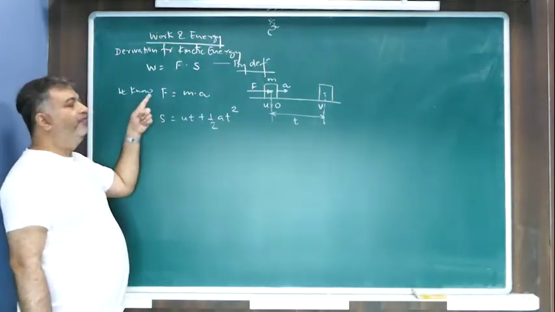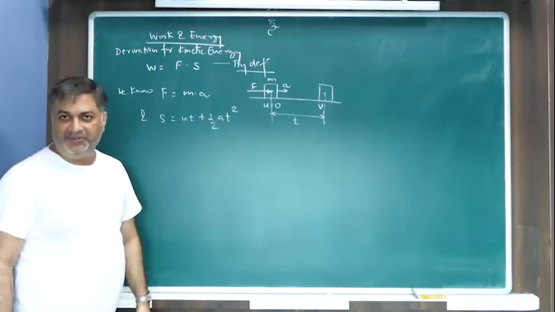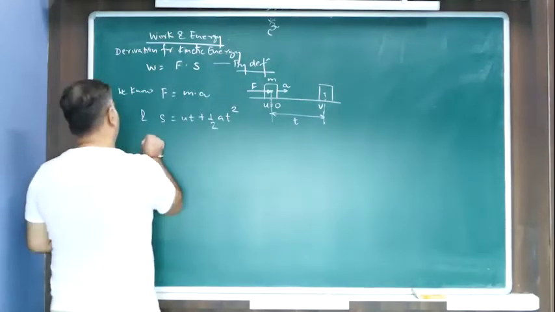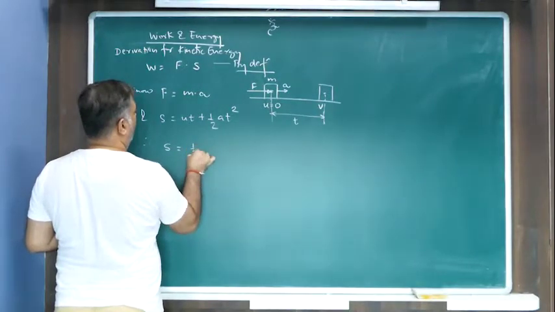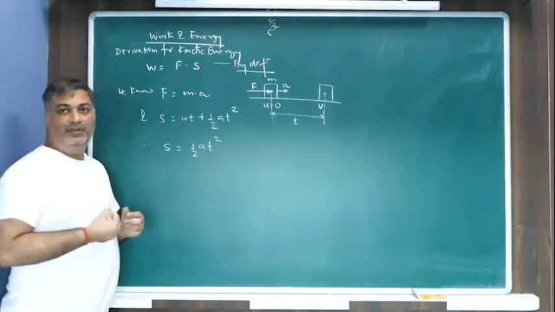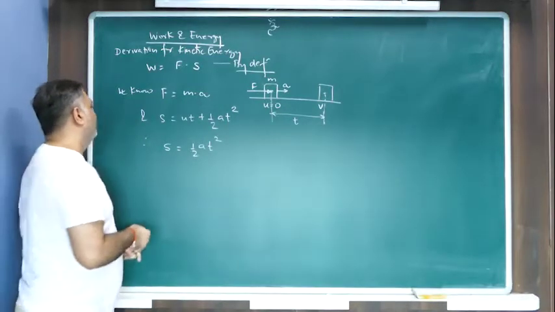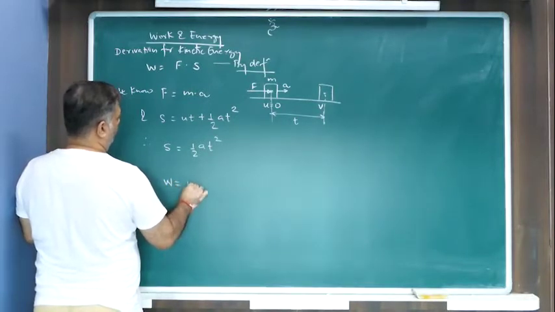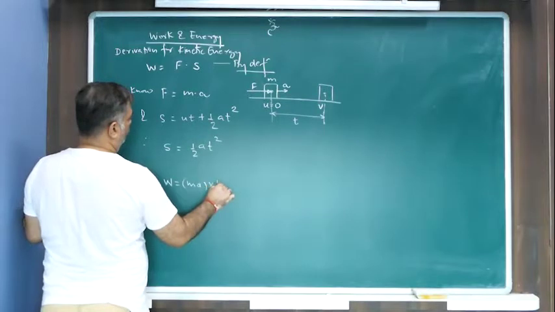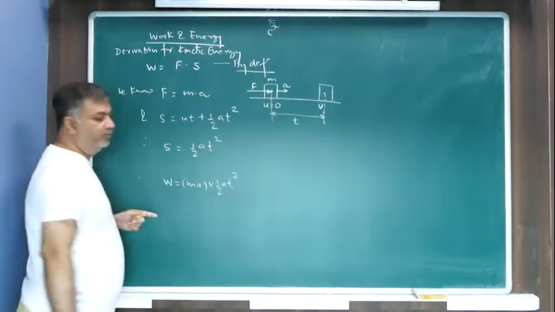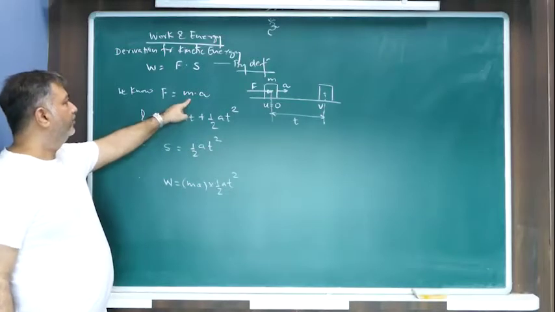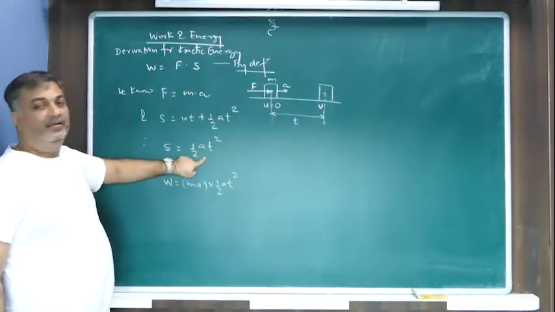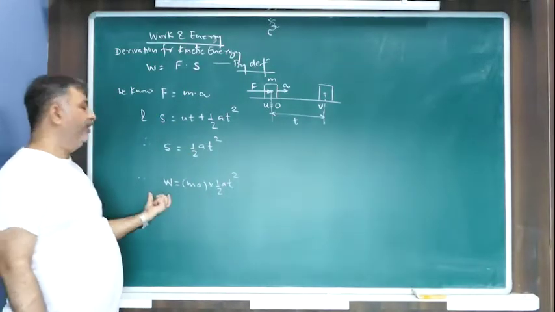So F is equal to m into a, S is equal to ut plus half at square, but the body started from rest, so u is 0, and therefore S is equal to half at square. If I put this in my earlier equation, work done is equal to ma into half at square. How did I get ma? From force into S. What is force? ma. What is S? Half at square. So put ma, put half at square, you get W.